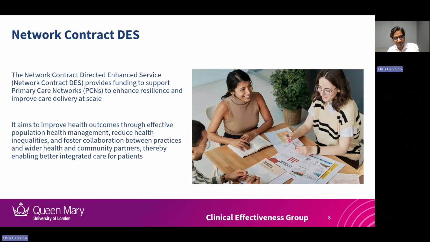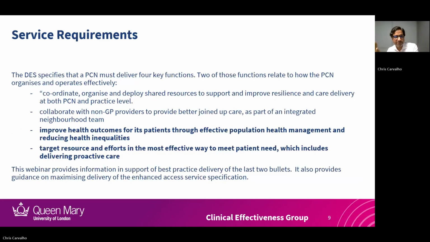The DES is there to provide funding to support PCNs to enhance resilience and improve care delivery at scale, primarily by improving health outcomes through population health management, reducing health inequalities, and collaboration. That gives us better integrated care for our patients. There are 4 key functions in the PCN, but what we are going to focus on today is how we tackle those bottom 2. I've slightly put them out of order because they group together better. But really what we're focusing on is improving health outcomes through effective population health management and reducing health inequalities, and targeting the resource and efforts to deliver proactive care.